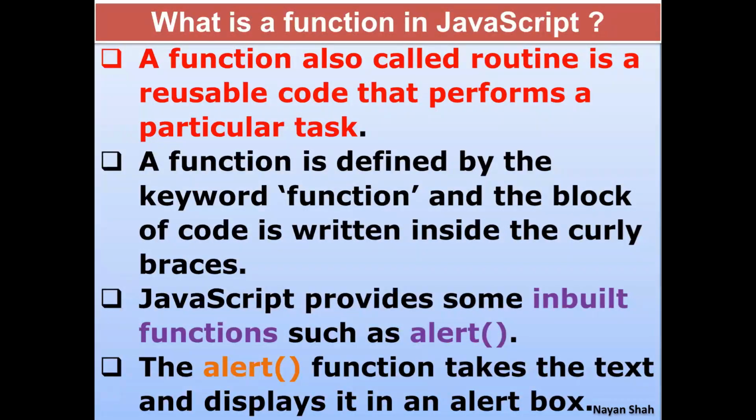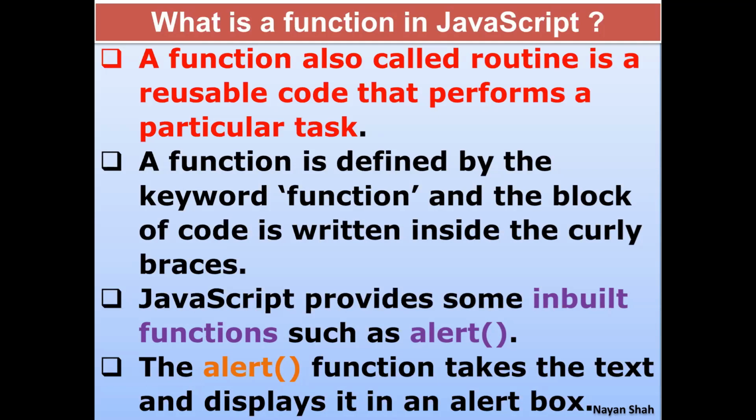What is a function in JavaScript? A function, which is also known as a routine or method, is reusable code. Reusable, remember, it's reusable code which you can use as many times as you want, and it performs a particular task. A function is defined by the keyword function. In JavaScript, if you want to create a function, the function begins with the keyword function followed by the name of the function. The block of code is written inside curly brackets.